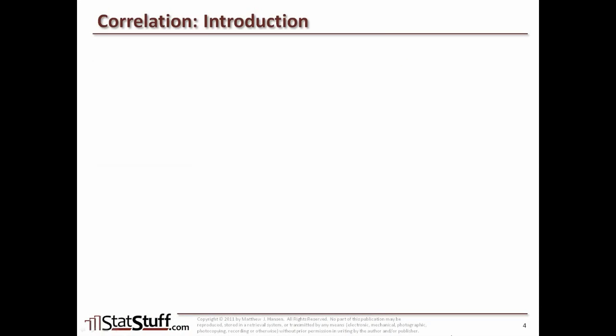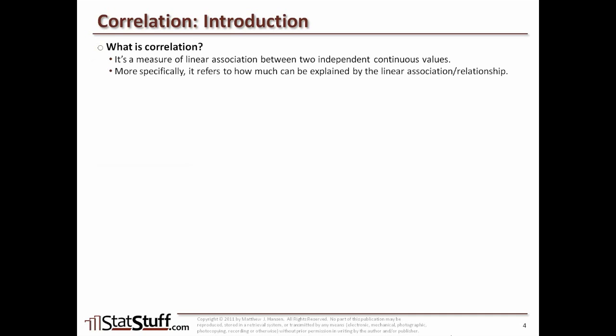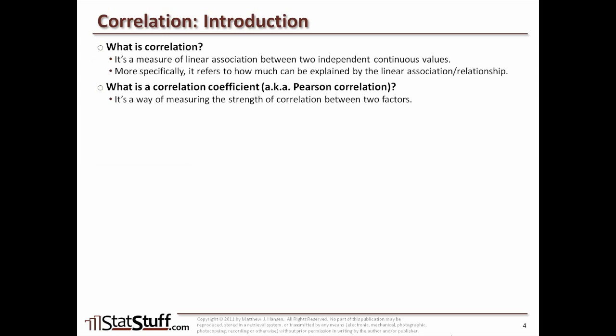Okay, now let me introduce you to the concept of correlation and how we measure it. Correlation is a measure of linear association between two independent continuous values that we're looking at. That is, two numerical values, to see if there is a linear association between those values. More specifically, it's referring to how much we can explain as a linear relationship or linear association between those two values that we're comparing. So what is a correlation coefficient, also known as a Pearson correlation?